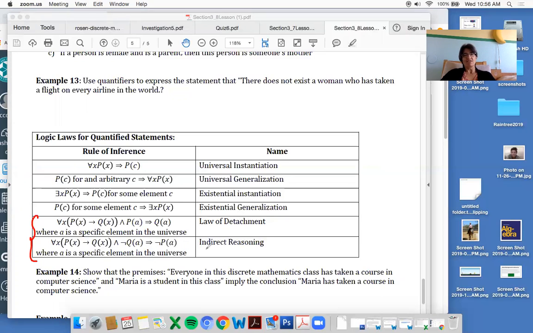And then the law of indirect reasoning also applies that way. Universally, I know if P, then Q is true for all people in the universe, and Q is not true for a particular person, then P is not going to be true for that particular person. So that's an indirect reasoning argument.